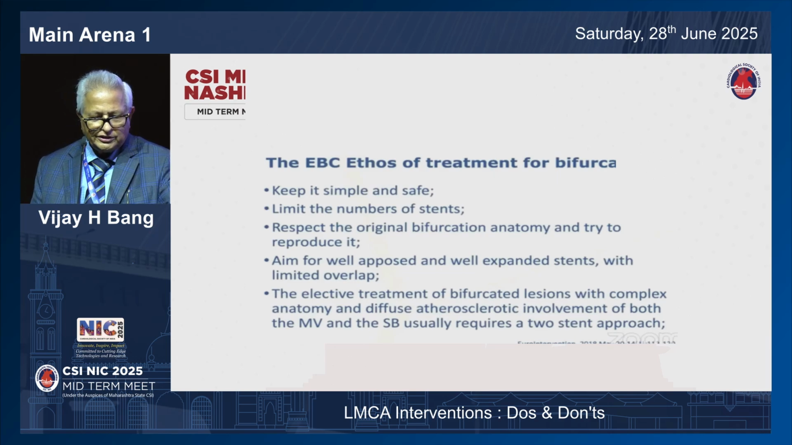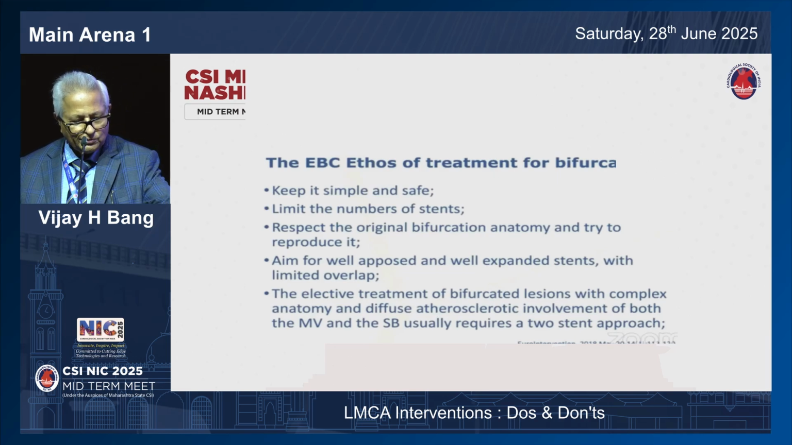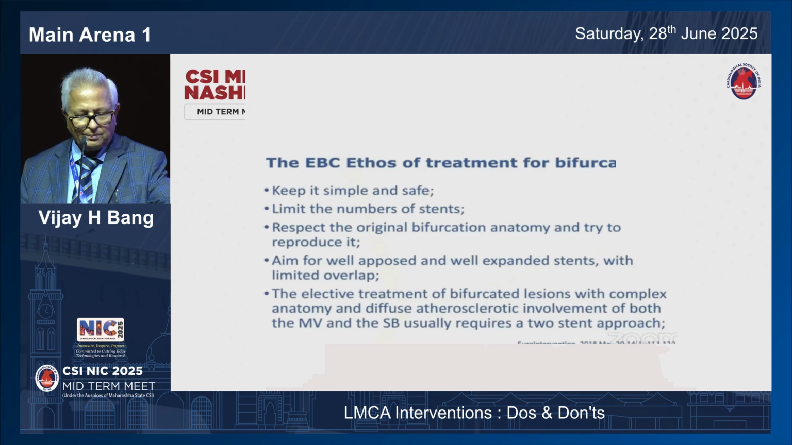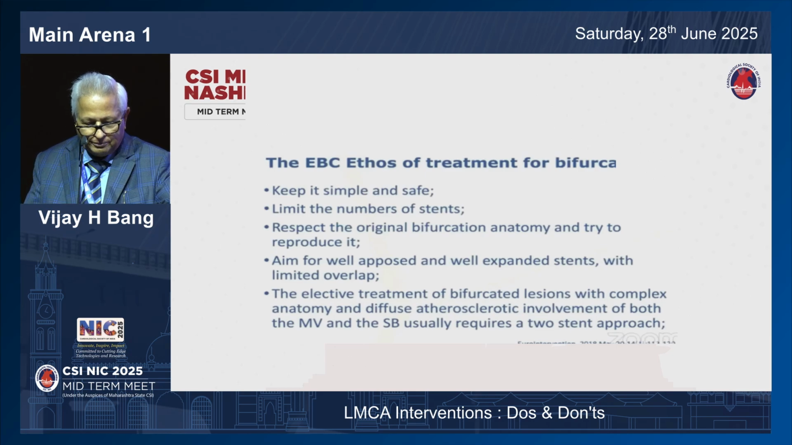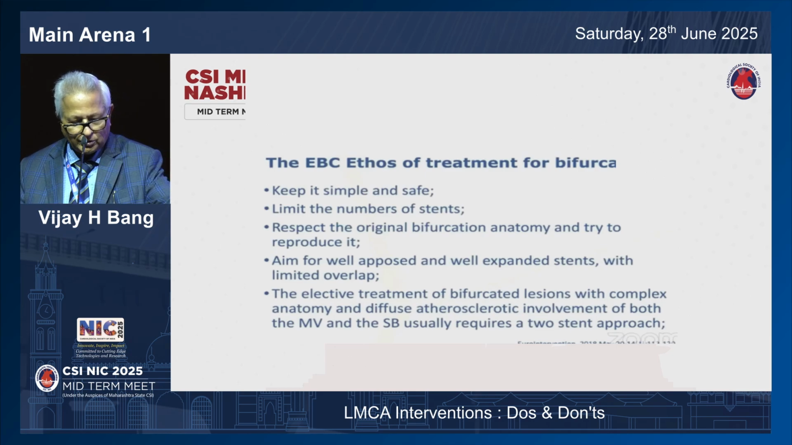So the ABC ethos is: keep it simple, limit the number of stents, respect the original bifurcation anatomy, try to reproduce it, and aim for a well apposed and well expanded stent with limited overlap. Elective treatment of a bifurcation lesion with complex anatomy, diffuse atherosclerotic disease, and involvement of both the main vessel and the side branches usually requires a two-stent approach.